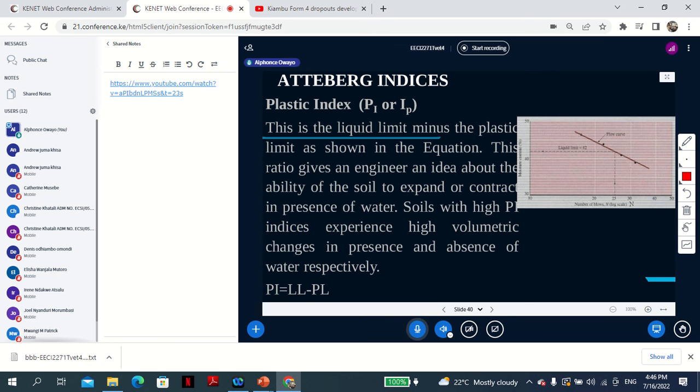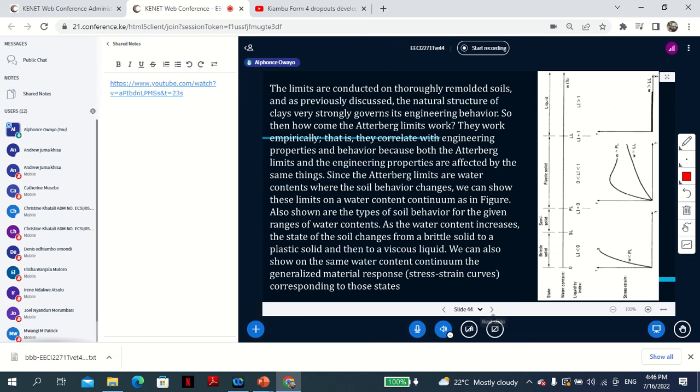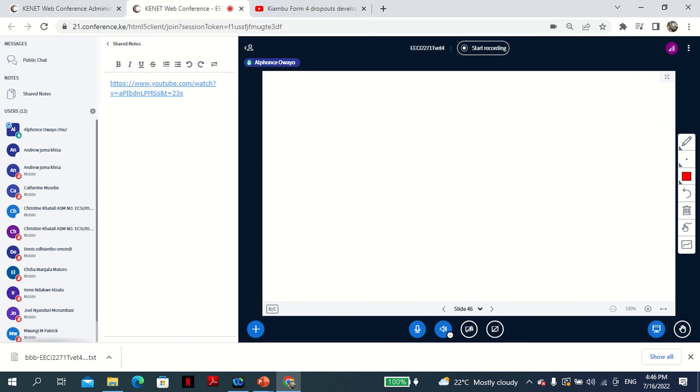Now, lastly, we are going to talk about the indices, some indices here.